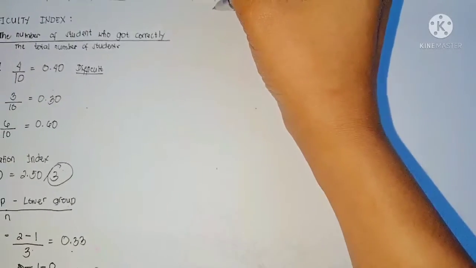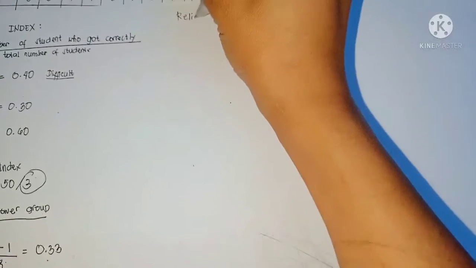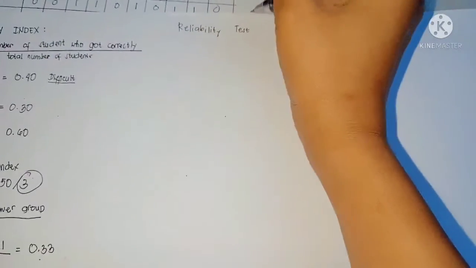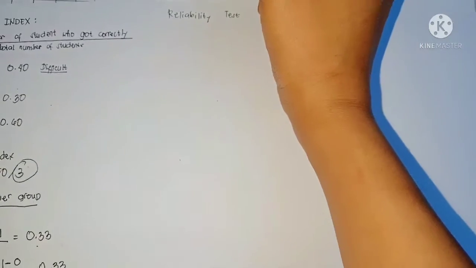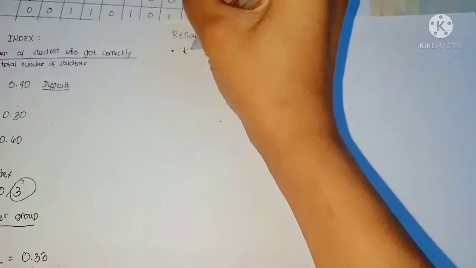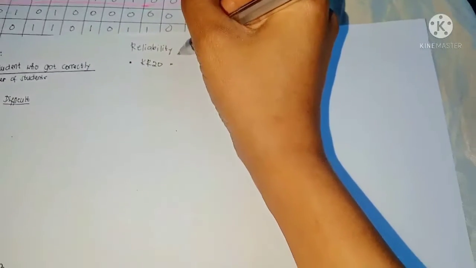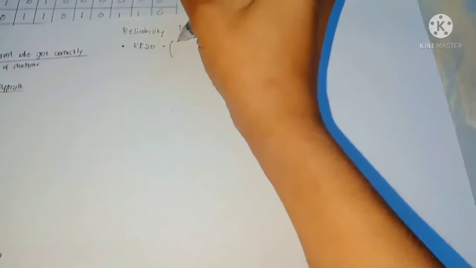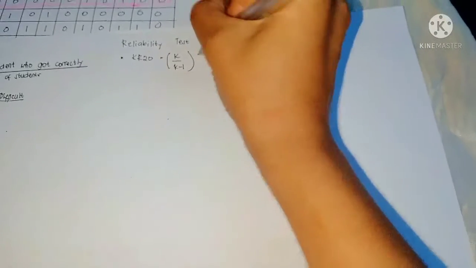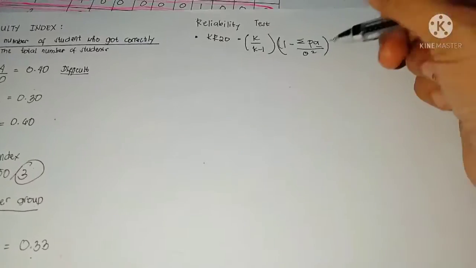So now we are going to identify the reliability test. So there are 2 ways of reliability test. These are KR20, which is equals to K over K minus 1, multiplied by 1 minus the summation of p and q divided by the variance.